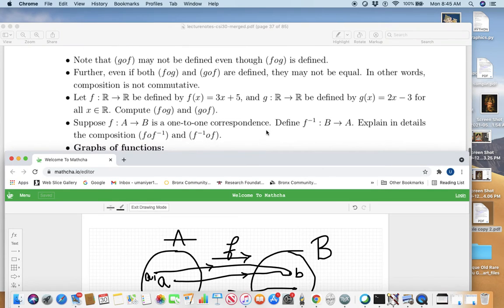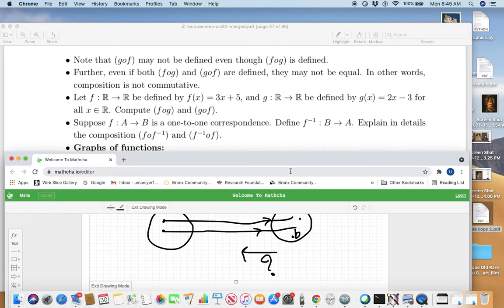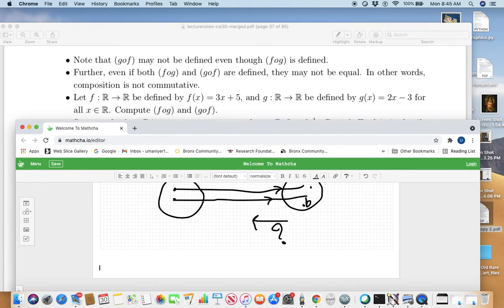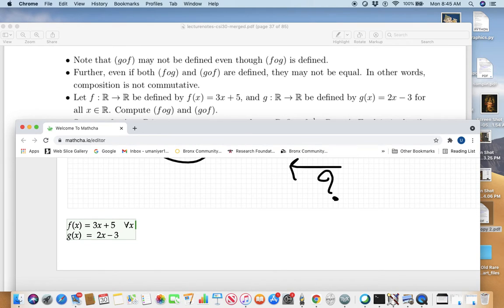They are asking us to compute f of g and g of f for the following two functions. f of x equals 3x plus 5. And g of x equals 2x minus 3. So all this is happening for all x in real numbers.